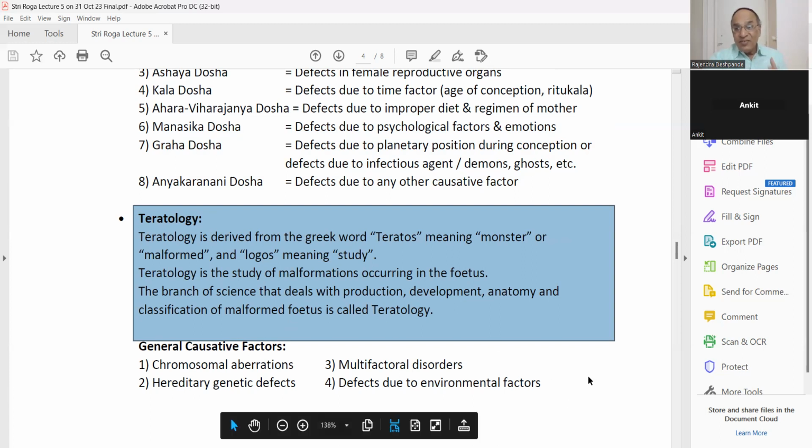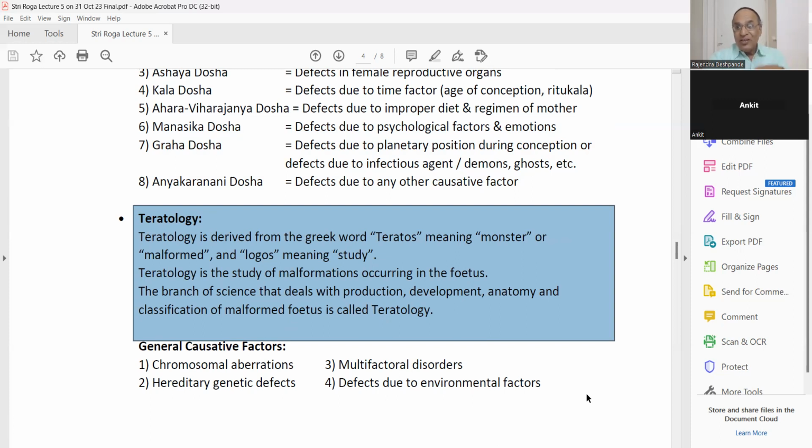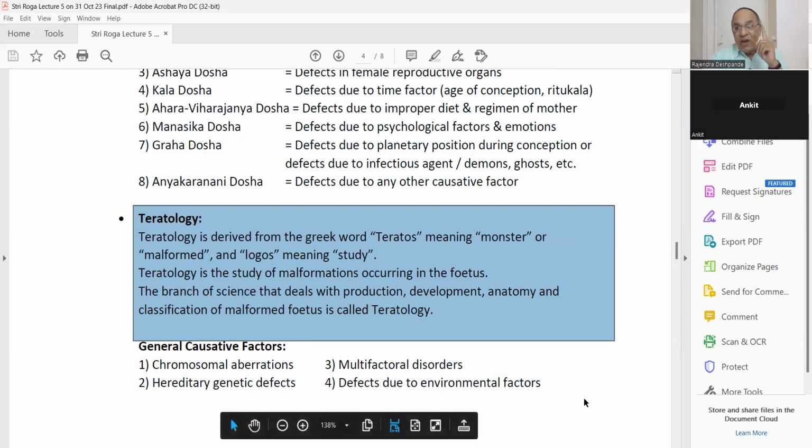Even many medicines can affect the fetus, remember. So it can be a complication of the medicines that the mother is taking. So be careful while prescribing medicines to a pregnant woman.